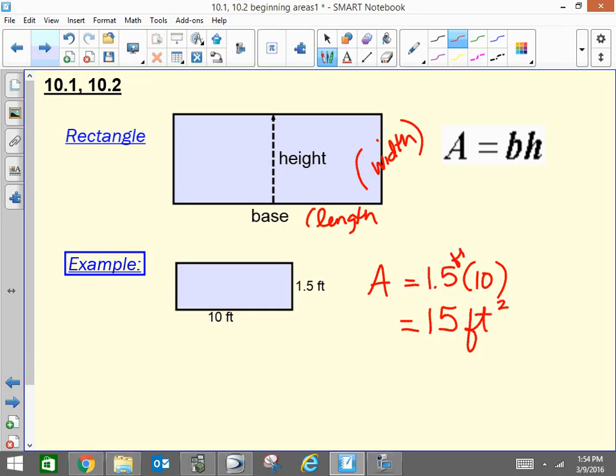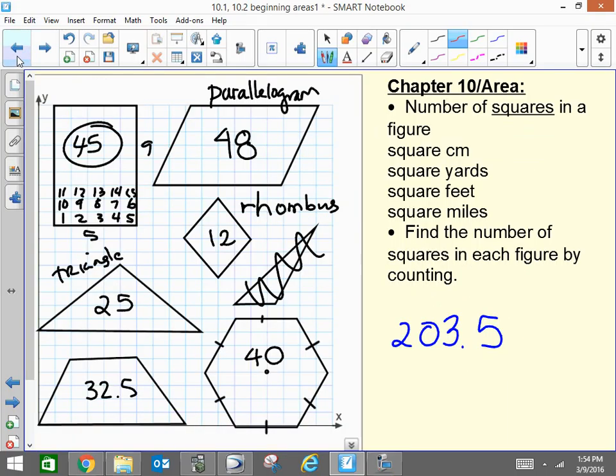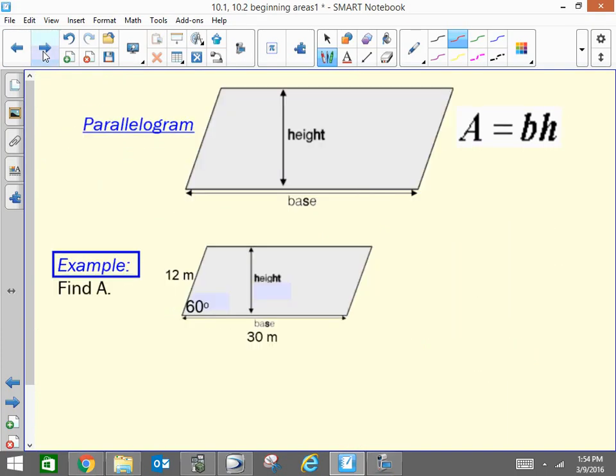Remember, a foot times a foot is a square foot. It's mathematically the same. You can write square foot like that, or like that, whatever you like. So that's a rectangle. We should have taken 5 times 9, done. Here we go. Parallelogram is the same.